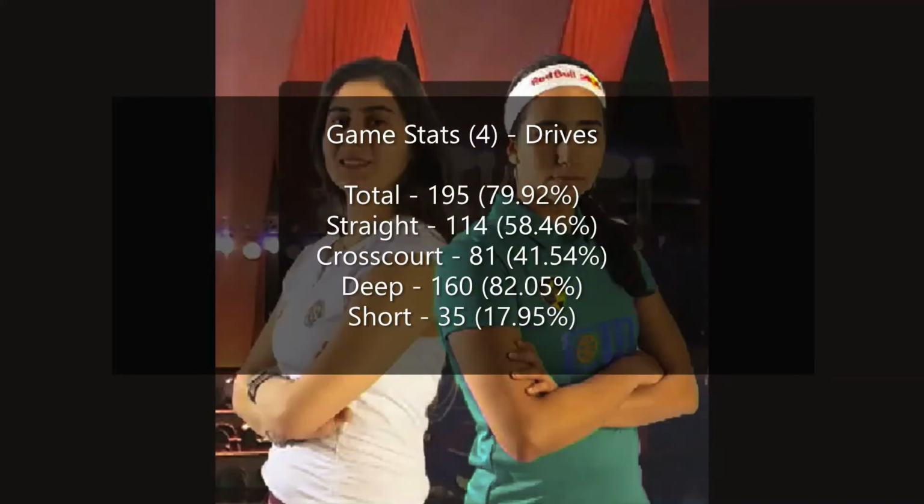Now we look at some stats on the drives. There were a total number of 195 drives in the game. The number of straight drives was 114, while the number of cross-court drives was 81. The number of deep drives was 160, and the number of short drives was 35.